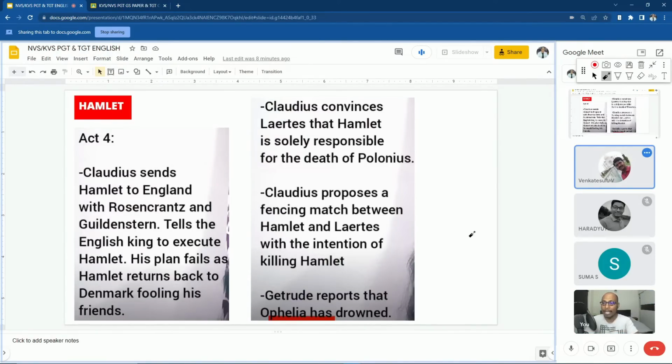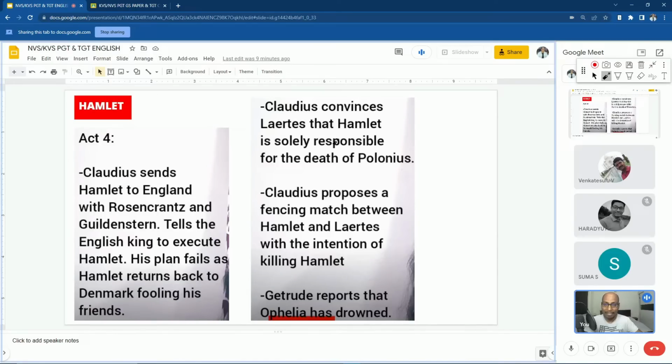Yeah. Next, in Act 4, Claudius sends Hamlet to England with Rosencrantz and Guildenstern, and tells the English king to execute Hamlet. His plan fails as Hamlet returns to Denmark, fooling his friends. So Claudius sent Hamlet to England and thought the English king would read that letter, which was kept in a secret cover or a box, and Hamlet would be killed and executed there safely. But Hamlet found that letter and he escaped and returned to Denmark.